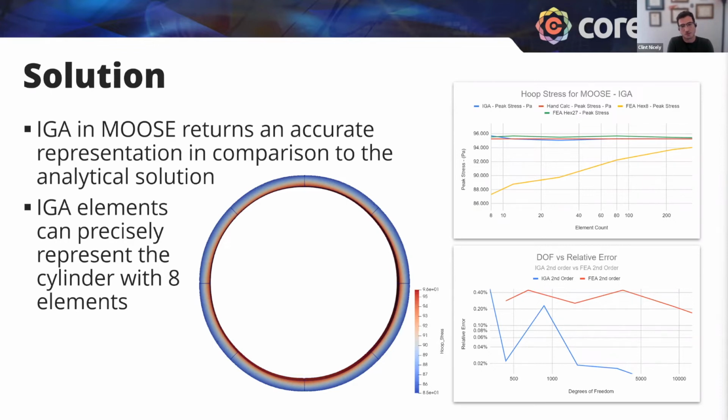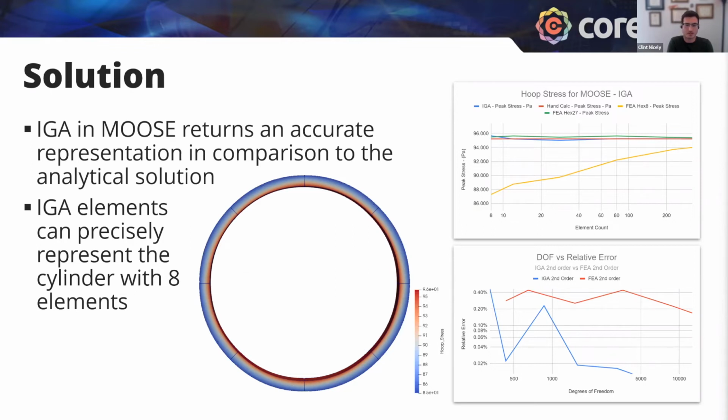So in this case, we are showing the convergence of the isogeometric analysis with respect to the finite element second order. And here we're not measuring the stress, but the relative error that they have with respect to the analytical solution. And this makes it really clear how much more accurate the isogeometric analysis method is with respect to other computational methods.